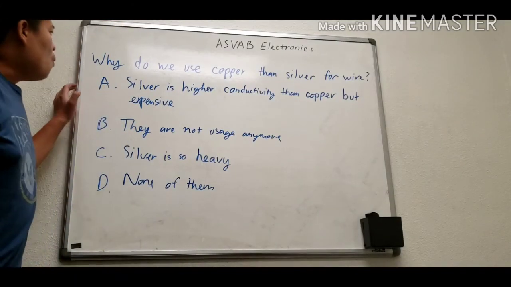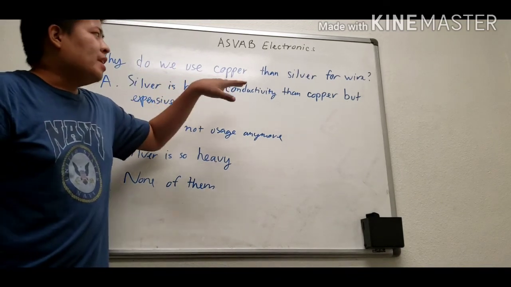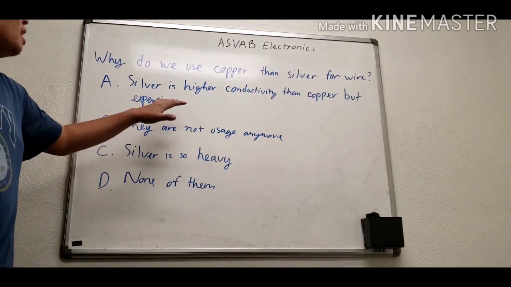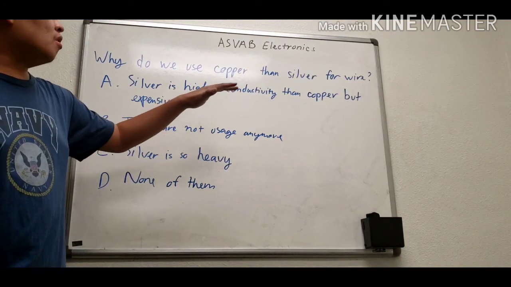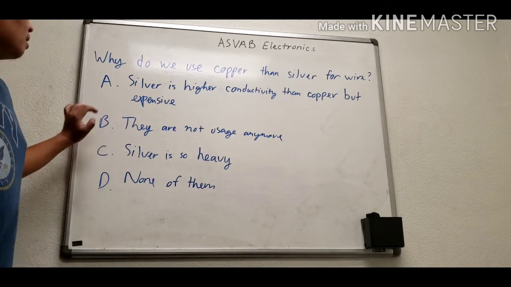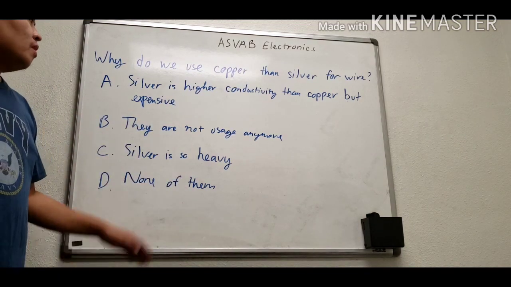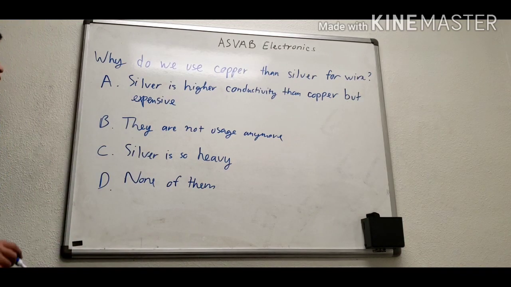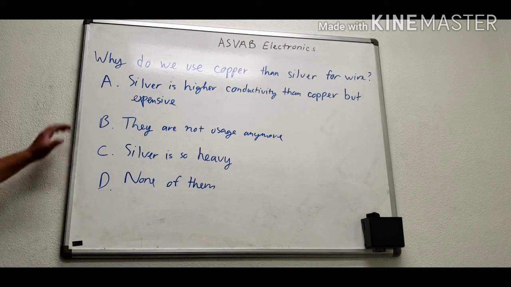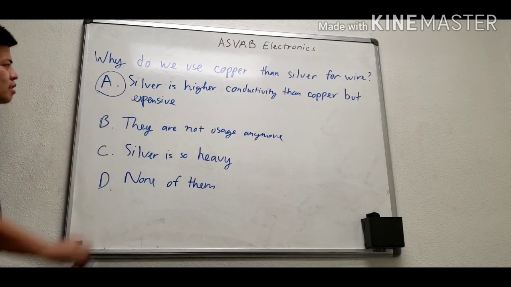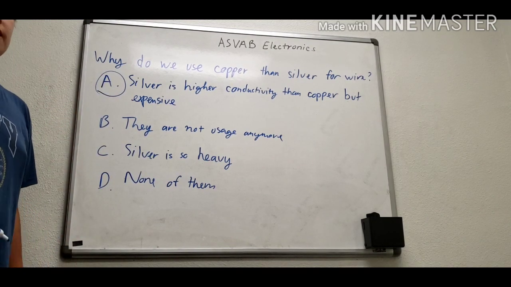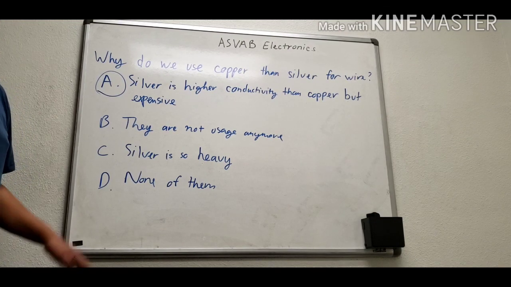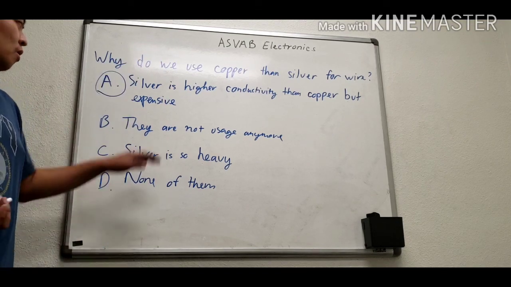Next question: why do we use copper rather than silver for wire? A. Silver has higher conductivity than copper, but is expensive. B. They are not used anymore. C. Silver is so heavy. D. None of them. On the answer key, that's A. Because silver has higher conductivity, but it is so expensive, and we don't have enough money to use silver for wire, so we use copper.